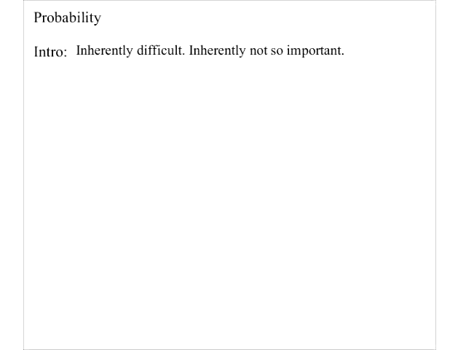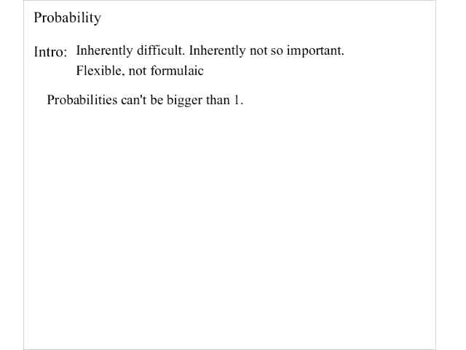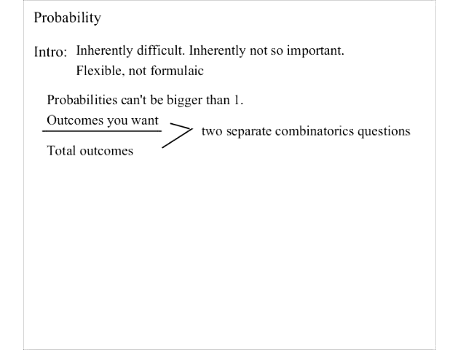Like combinatorics, it is just harder. And the only way to be good at it is to be flexible as opposed to formulaic. Formulas are crappy. But there are some basic rules that you want to know about probability. First, probabilities can't be bigger than 1, right? Second, the answer to probability will be outcomes you want over total outcomes. This allows you to solve for a lot of probability questions by doing 2 separate combinatorics questions, one for the numerator and one for the denominator. Now, if you suck at combinatorics too, well, then you're in trouble. You might want to get better at combinatorics. But that is one way that you can go at these.